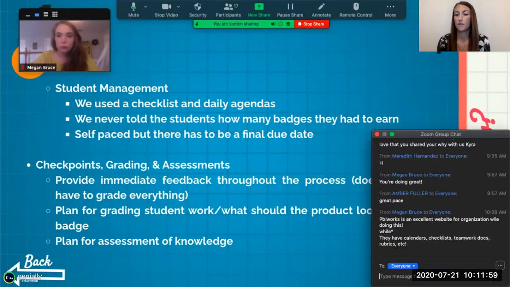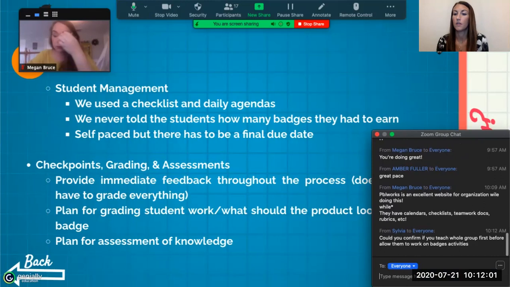I see I have some stuff in the chat. So could you confirm if you teach whole group first before allowing them to work on badge activities? I don't teach whole group first.